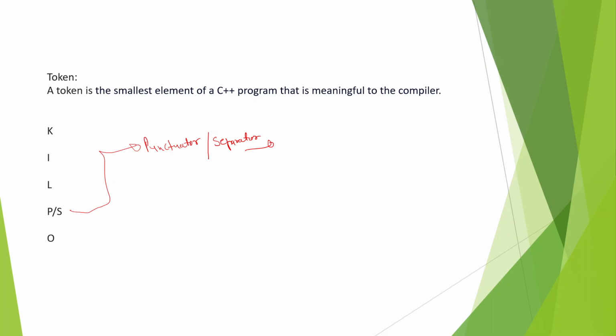Okay, punctuators and separators are those elements which are used to separate one element from the other element. Example is int a, b; float x, y. In this, which is the separator?